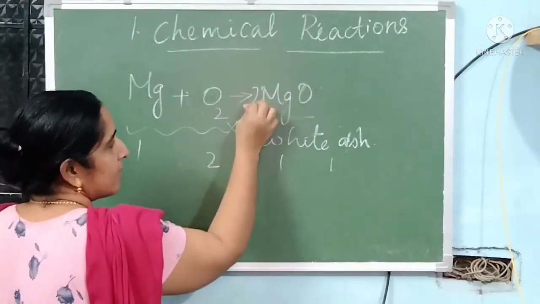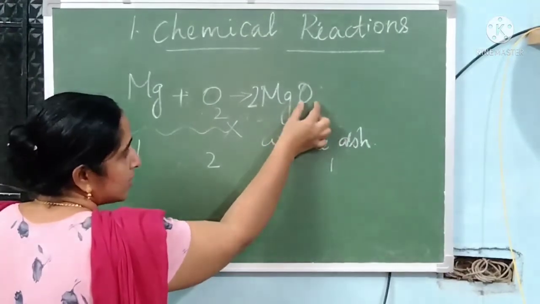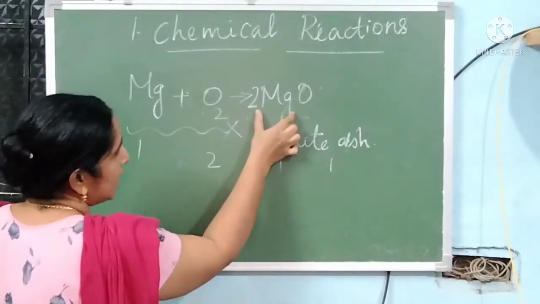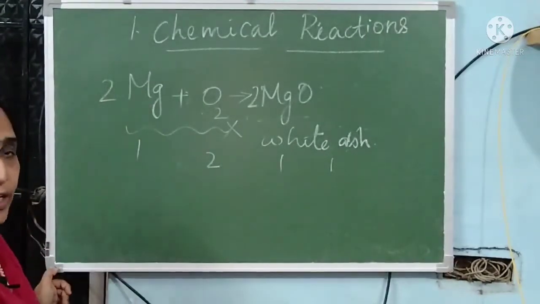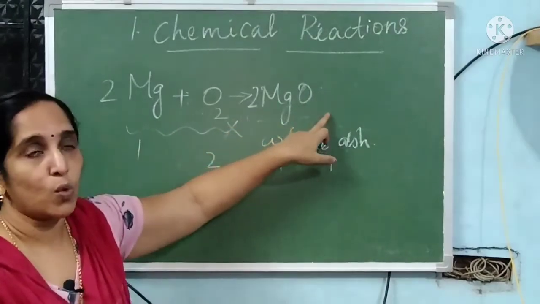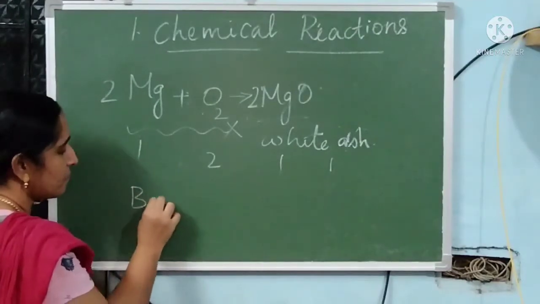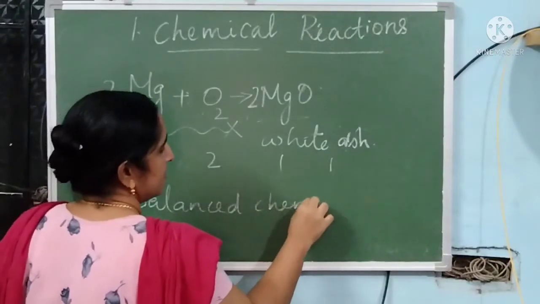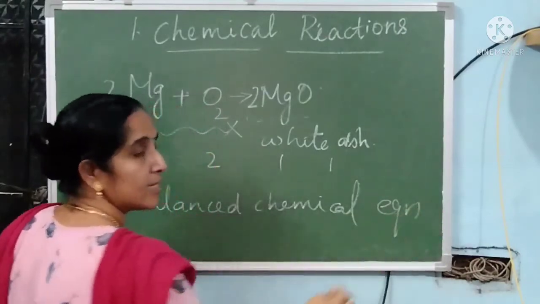We have to add 2 in front of MgO. So the number of oxygen will become 2 here also. But the number of magnesium is 2 here, but here it is 1. So we also add another 2 in front of the magnesium. So 2 Mg plus O2 gives 2 MgO. This is called a balanced chemical equation.